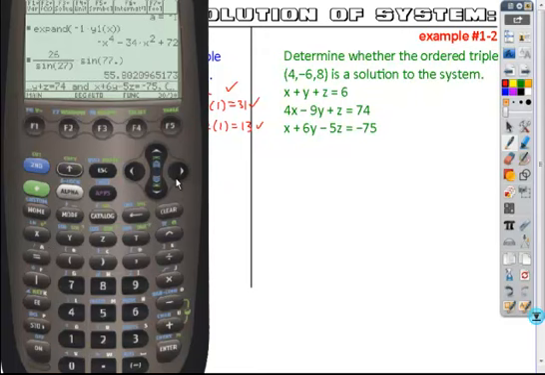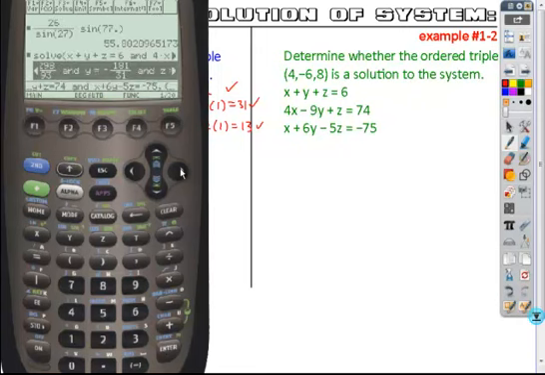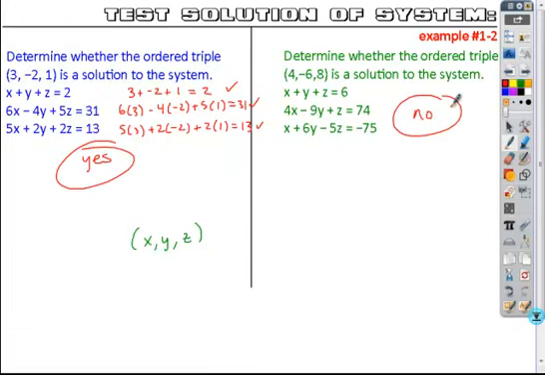Once I do this, I can hit enter, and it's going to either give me a solution. Okay, so here it does provide a solution. These 3 equations do actually have a solution. Is the solution 4, negative 6, and 8? No. So I know that my answer on this would be no.